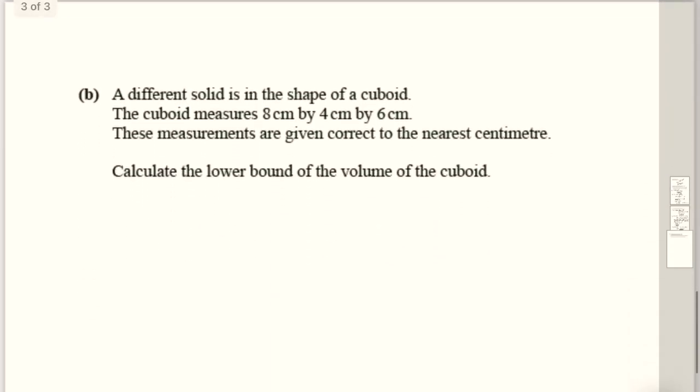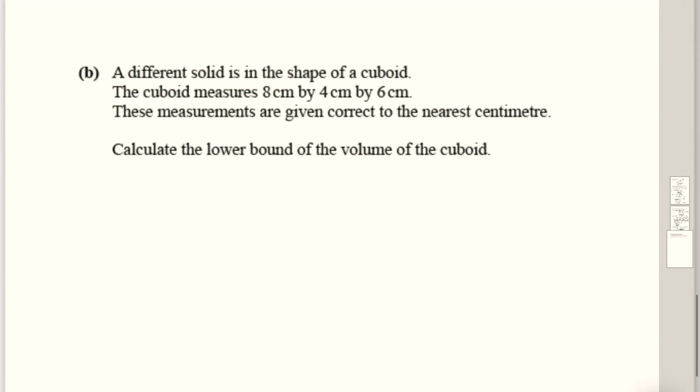Okay, a different solid is in the shape of a cuboid. The cuboid measures 8 cm by 4 cm by 6 cm. These measurements are given correct to the nearest centimeter. Calculate the lower bound of the volume of the cuboid.